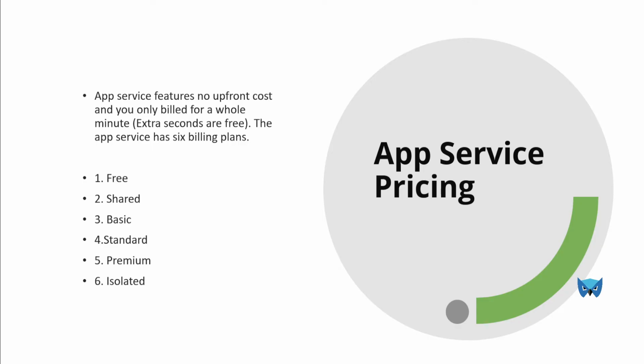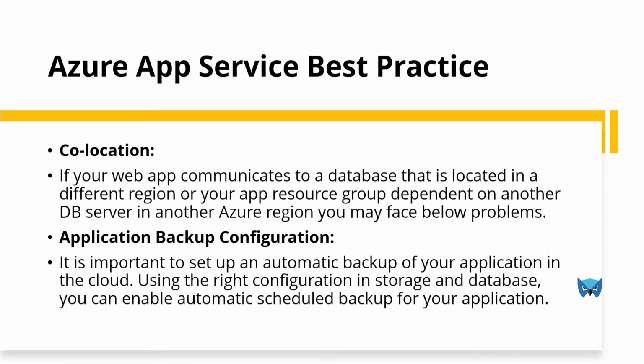Let's see the best practices for Azure App Services. It can have co-location. That means your web app can communicate with a database located in a different region and a different resource group, and they can communicate with each other without any problem. At the same time, application backup configuration is there. Your application in the cloud will take a backup using the right configuration in the storage and databases. You should enable that option to schedule backups for your applications.